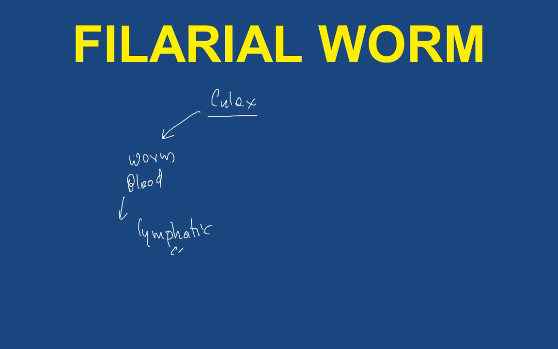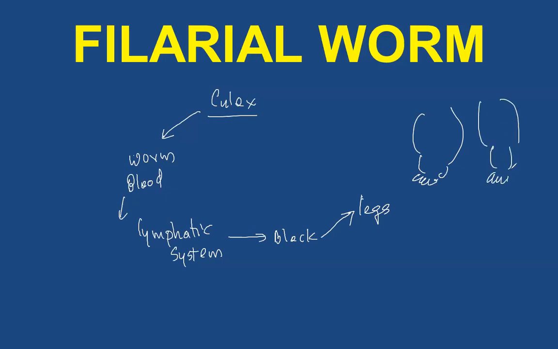Hope you remember the lymphatic system. The lymphatic system has lymph. Lymph flows very slowly, and the worms grow in the lymphatic system and block the flow of lymph. When the lymph flow is blocked, certain parts of the body, for example, legs, lower limbs, get swollen. So your legs look like the legs of an elephant. So that's why they call this elephantiasis. See, that's how the legs appear, right?